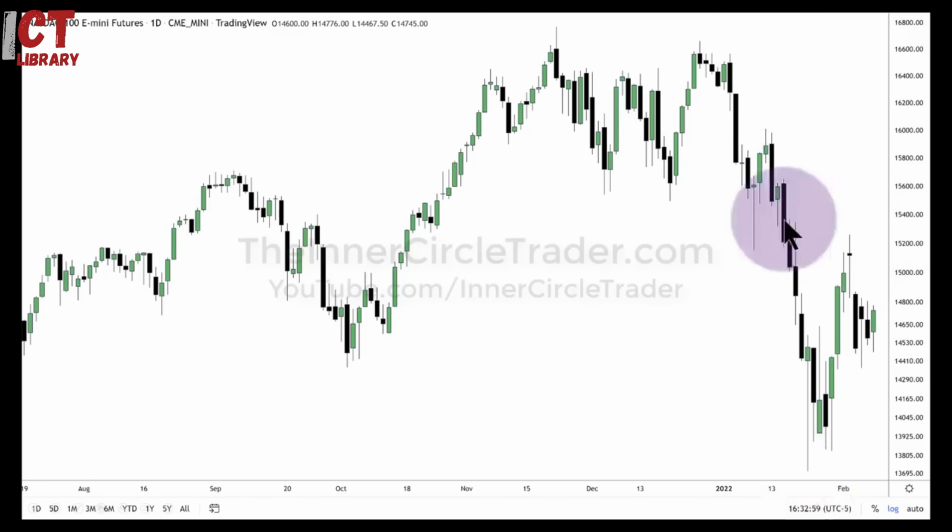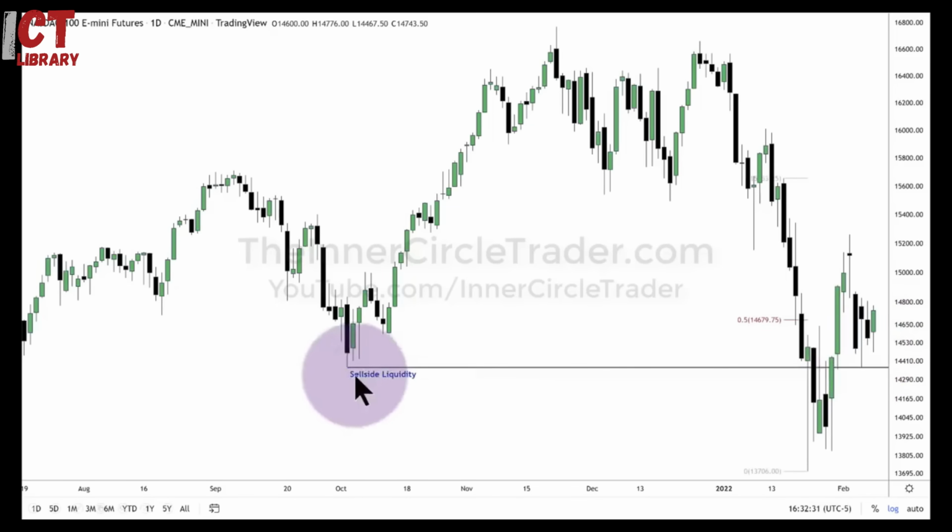But look closer. See how we have this nice energetic run? Look how many down close candles we have here. 1, 2, 3, 4. A lot of movement there. So I'm looking at this high and this low, and I'm trying to get a range for where we are at present.